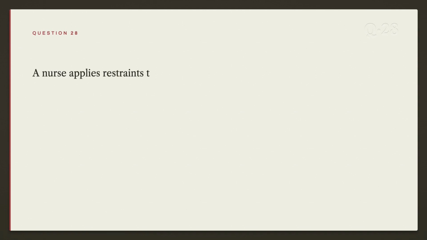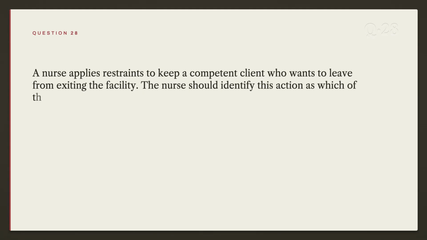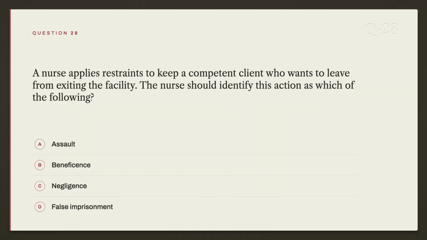Question 27. A nurse applies restraints to keep a competent client who wants to leave from exiting the facility. The nurse should identify this action as which of the following? Your options are A. Assault, B. Beneficence, C. Negligence, D. False imprisonment. What's your answer? Commit to one before I continue.